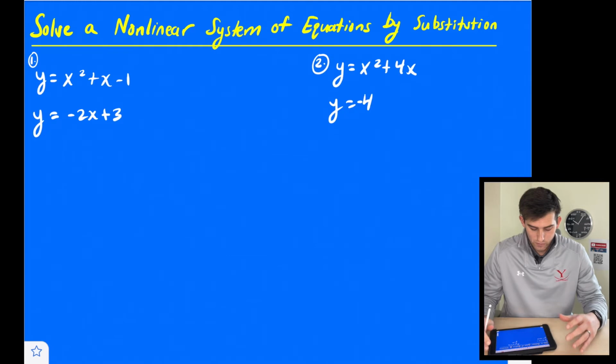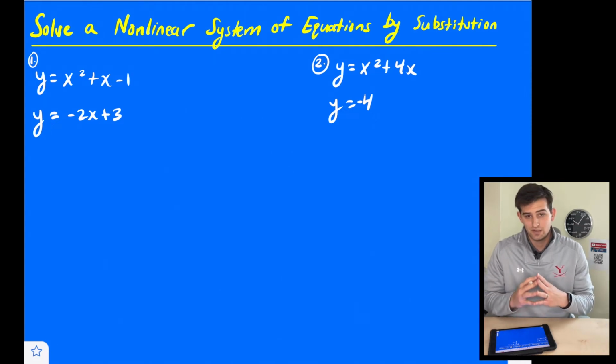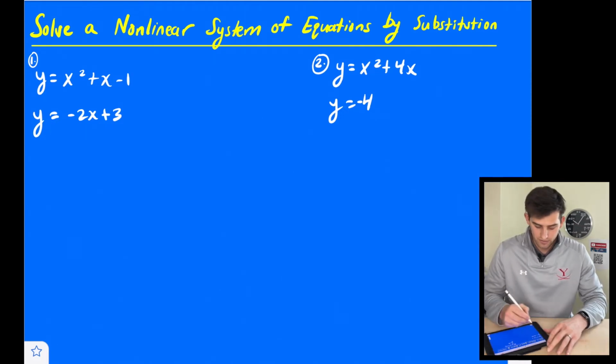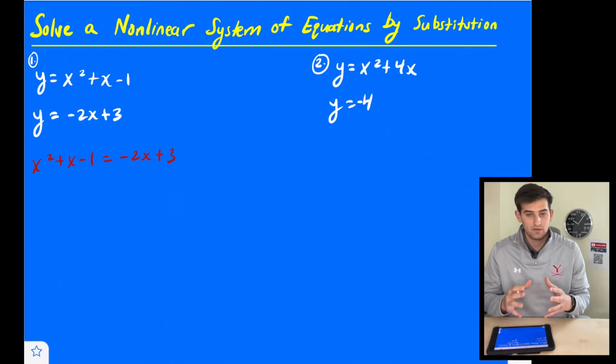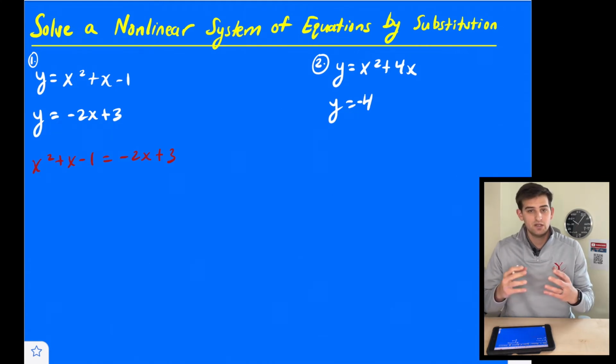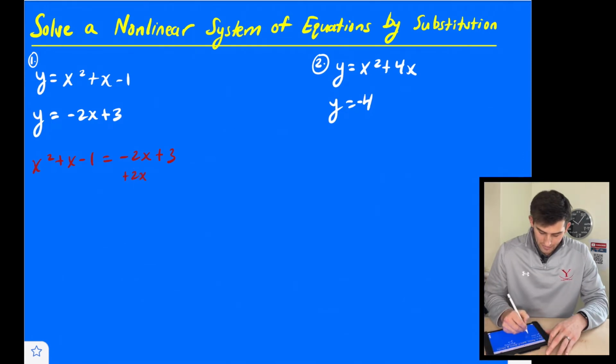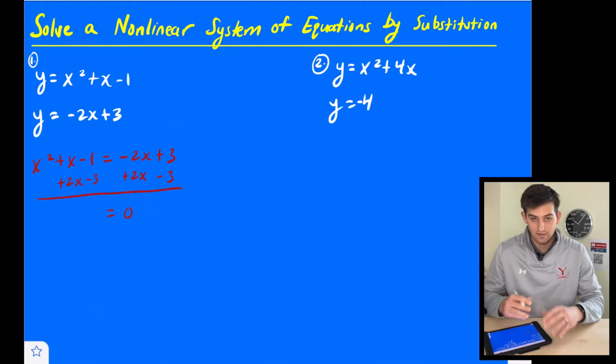The first example says y equals x squared plus x minus 1 and y equals negative 2x plus 3. If we think back to substitution, since these two equations are equal to y, we can set them equal to each other. So x squared plus x minus 1 equals negative 2x plus 3. Since we have a quadratic in here, our goal is to set this equal to 0 so that we can use the zero product property to see if we can factor it and find our solutions. So I'm going to add 2x to both sides and subtract 3 from both sides so that over here on the right side we just have 0.